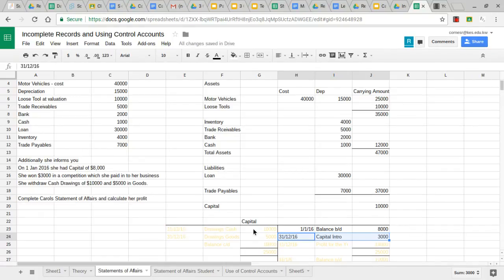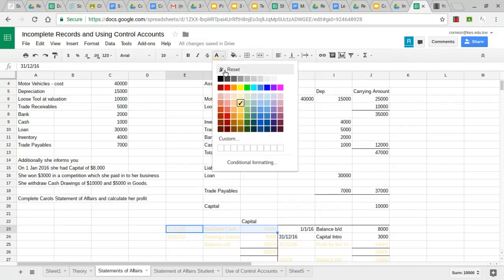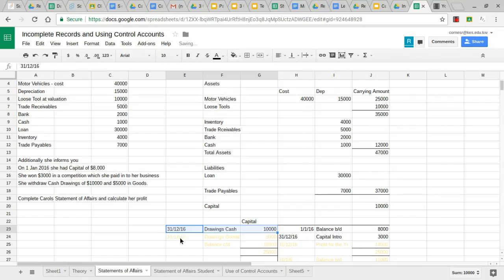Got 2 lots of drawings. One's cash, as per normal, just following the double entry, goes on the debit side. And she also took out some goods for $5,000. So that goes on the debit side.